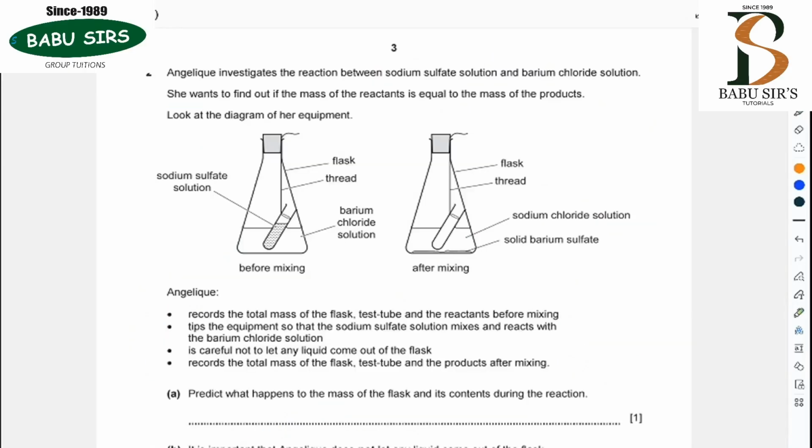Now question number 2. There is an investigation of the reaction between sodium sulfate. So I'll just write the equation here. That is Na2SO4. This is sodium sulfate. The reaction of sodium sulfate with barium chloride. So barium chloride is BaCl.